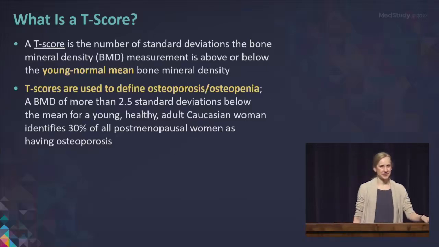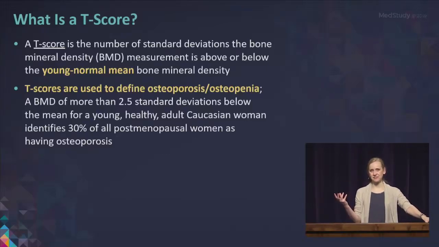So then the T-score, something we use all the time, but it's very easy to forget exactly what it means. It's the number of standard deviations that the bone density of the patient is above or below young normal, right?